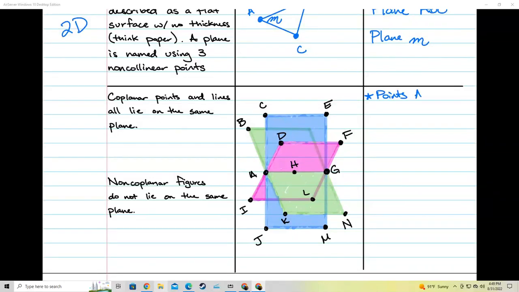Points A, H, G, and N are... Here's A, here's H, here's G, and here's N. Now, I want you to notice that all of those are lying on that green flap or the green plane. A, H, G, and N are all part of this green colored plane. And so because they're all part of the exact same plane, I can say A, H, G, and N are all coplanar points. So I'm going to say are coplanar.